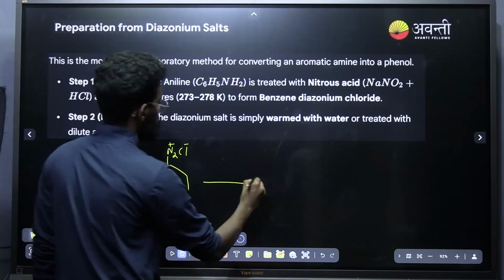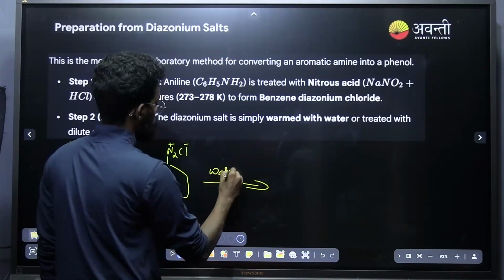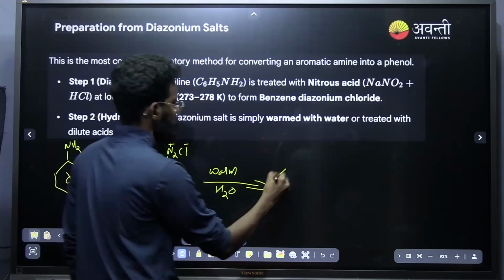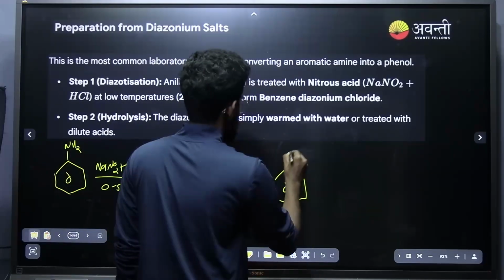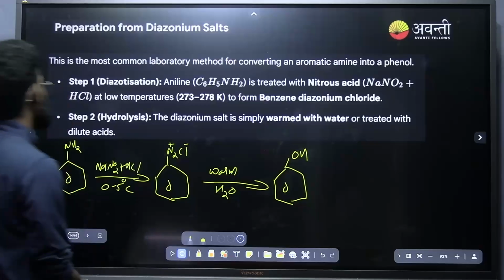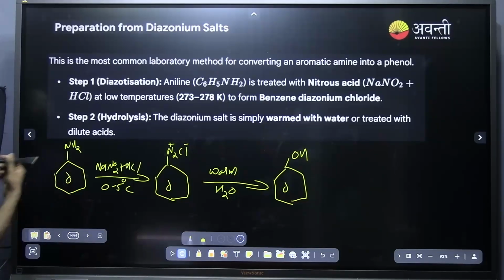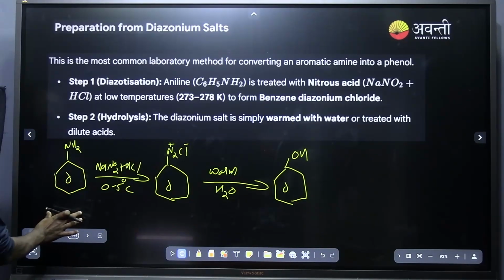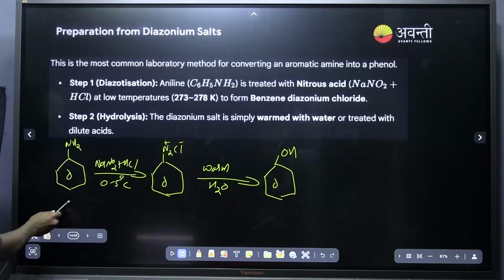And this one on treating with warm water, warm H2O, what will I be getting? I will be getting phenol. That is a simple method of preparation of phenol from benzene diazonium salt. Got it, everyone?